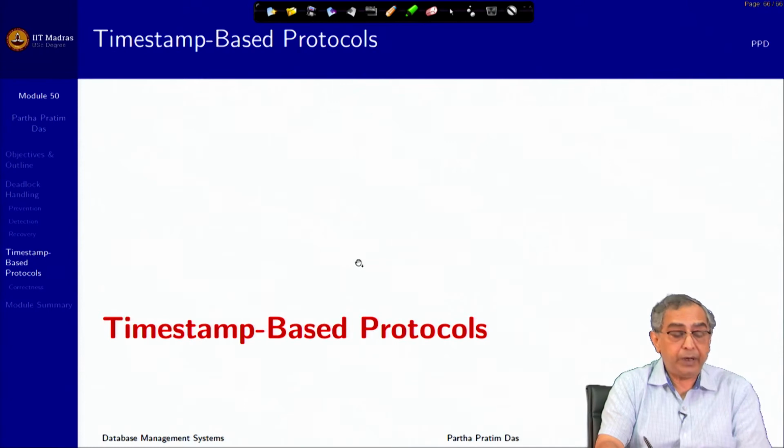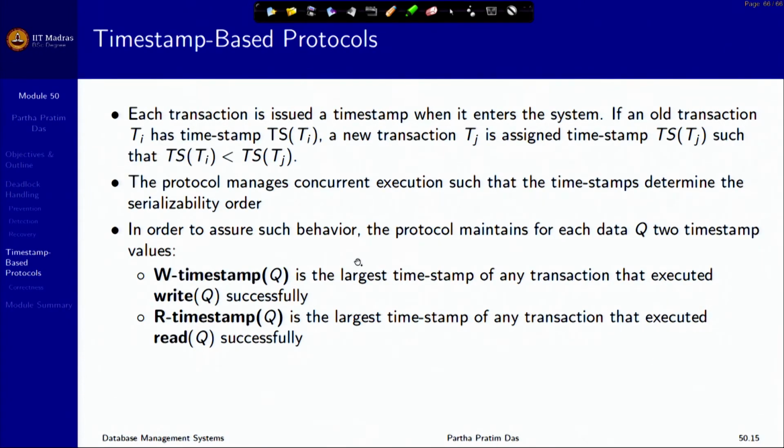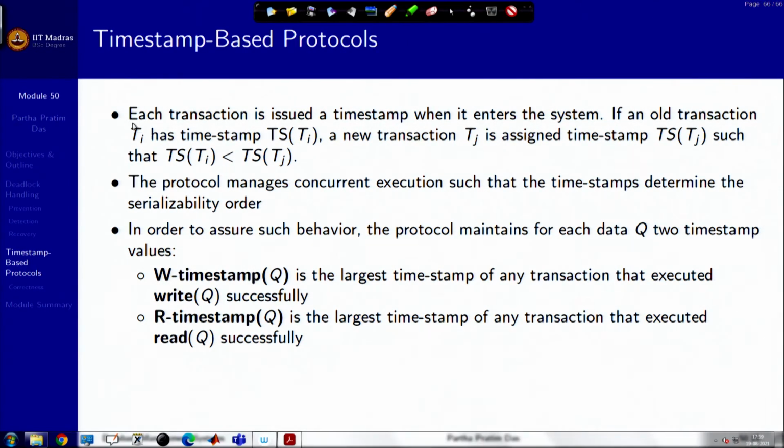Okay. Before I close on this, let me also present a little bit of a different way of managing the read write, which can be useful. So, what we say is again each transaction has a timestamp as it enters the system. An old transaction Ti has a timestamp TSi, another has TSj. So, you have this TSi is less than TSj. So, Ti is an older transaction.